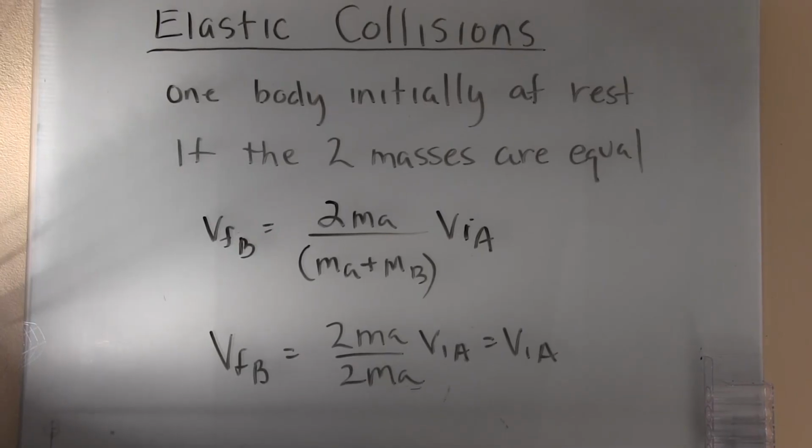Another interesting thing happens when the masses that are colliding are equal. If mass A equals mass B, then mass A will give all its velocity to mass B and it will end up at rest. And you can see the math here proves that. So if MA equals MB in the denominator, you have velocity final of B is going to equal the initial velocity of A.